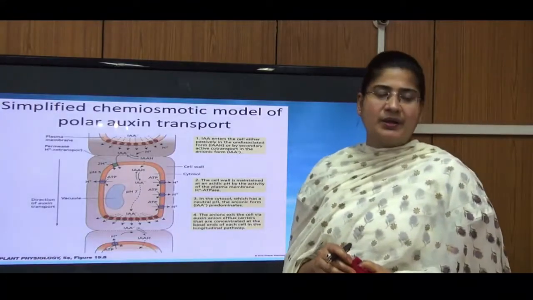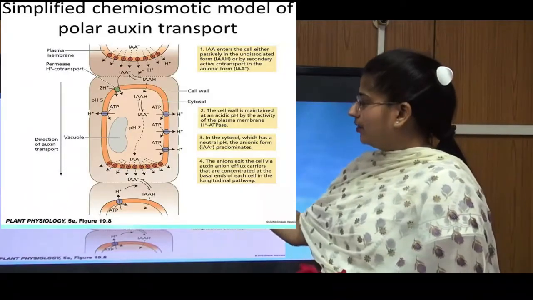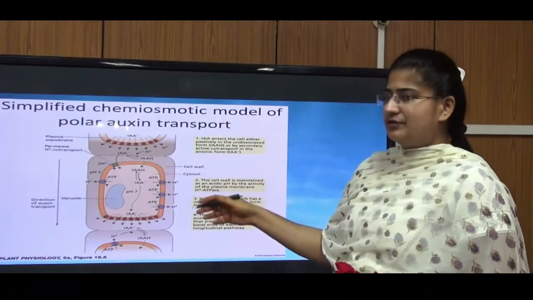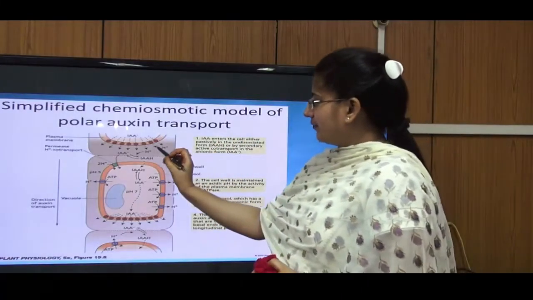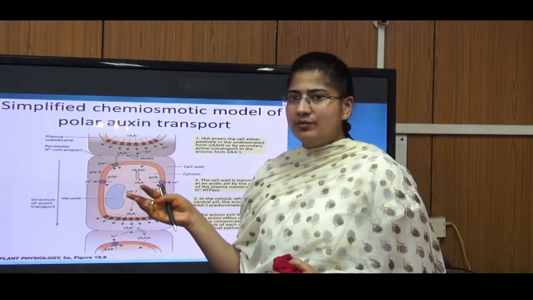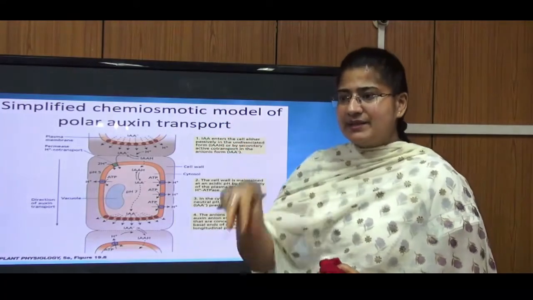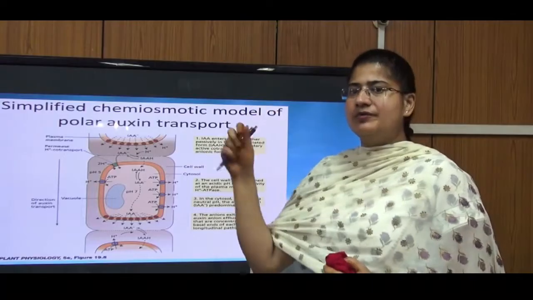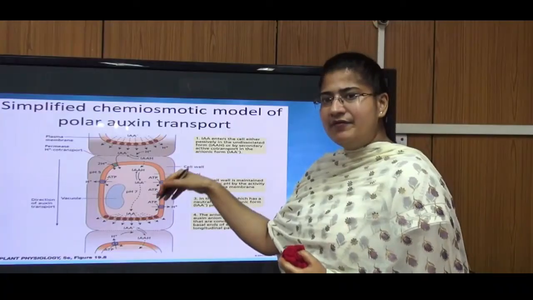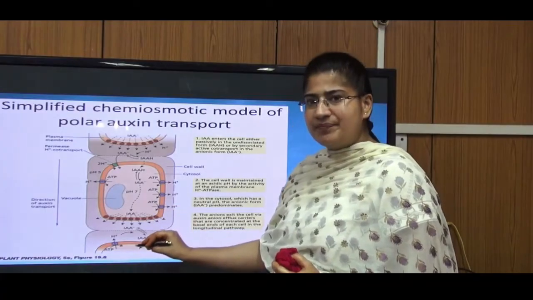So this is a very important simplified chemiosmotic model of polar oxygen transport. Here it is shown that from cell to cell the oxygen moves from the top to the basal end in the plant, and I would like to explain it. You can see that this is the first cell, this is the second cell, this is the third cell. There are two important parts of movement, that is influx and efflux. Influx means it is moving inside the new cell, and efflux means it is moving out of the older cell which is present above. So first efflux will take place, and then influx, and again efflux from this cell, and again influx in the third cell.